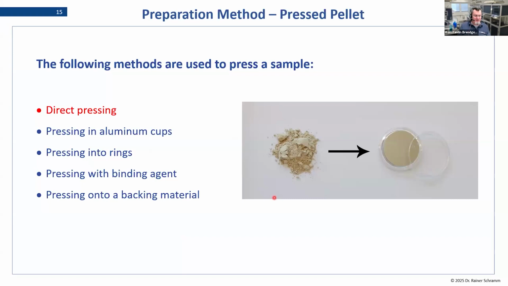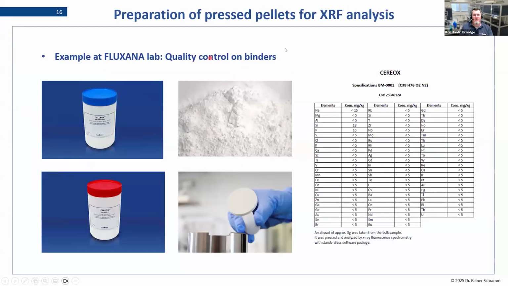Going into the examples now. So we do want to make a pressed pellet from our powder, and we'll go over these different ways or methods to do it, procedures to do it. The first one, I said already, is direct pressing, which we do in our laboratory, for example, for our quality control of the binders themselves.